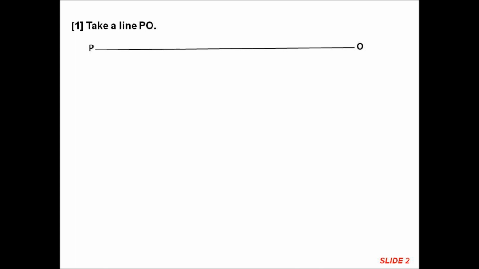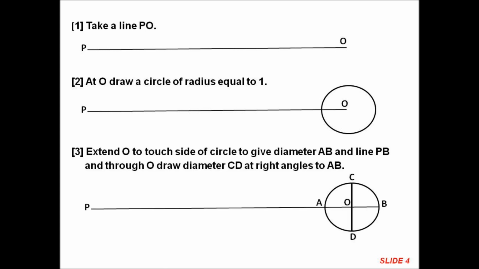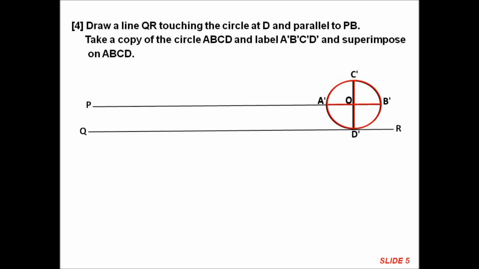1. Take a line PO. 2. At O, draw a circle of radius equal to 1. 3. Extend O to touch the side of the circle to give diameter AB and line PB, and through O draw diameter CD at right angles to AB. 4. Draw a line QR touching the circle at D and parallel to PB.